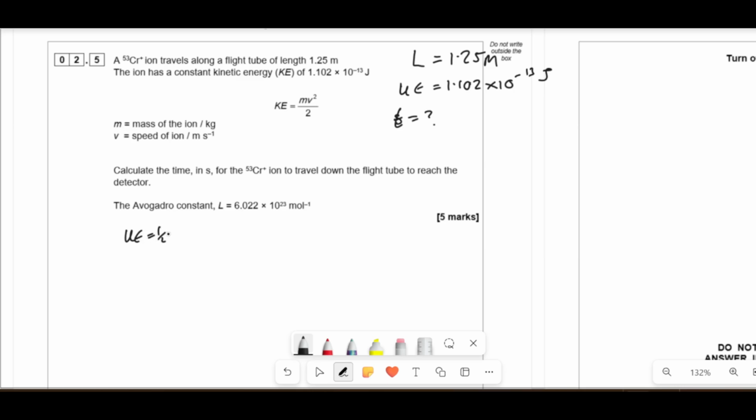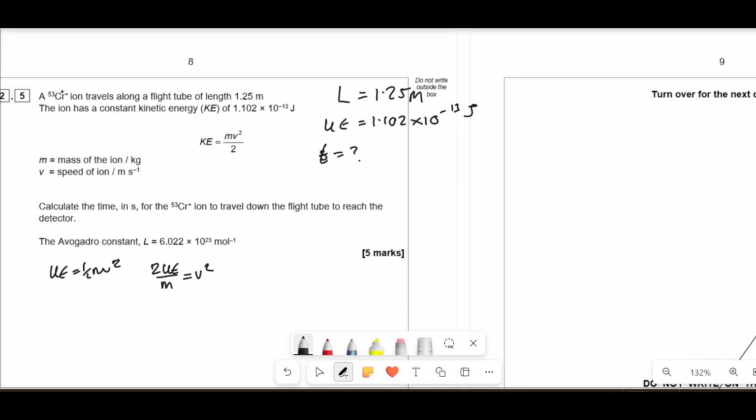KE = ½mv², so 2KE divided by m will give us v². The problem is that we've not been told what m is, although we do know what it is. The thing that's doing the moving is a singular Cr³⁺ ion. That mass number is grams per mole, meaning that every mole of this weighs 53 grams. So 1 mole of Cr³⁺ gives you 53 grams. One singular Cr³⁺ ion is going to be, well, 1 mole, remember, is 6.02 × 10²³ of these.